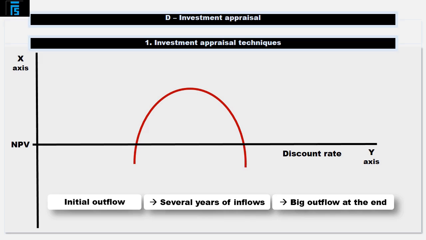And that's just one example. There are many possible graphs depending on the pattern of the cash flows of the project, which makes the basic decision rule of if the IRR is greater than the cost of capital, then accept the project, unreliable.